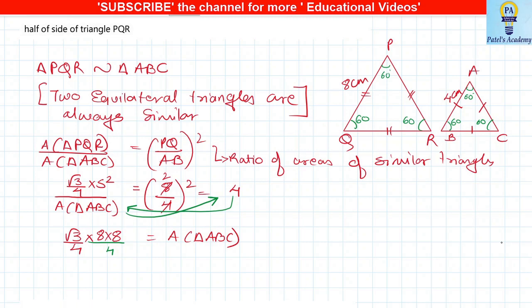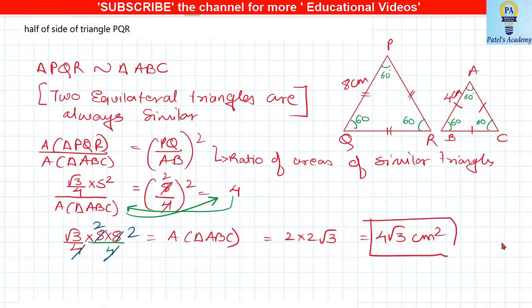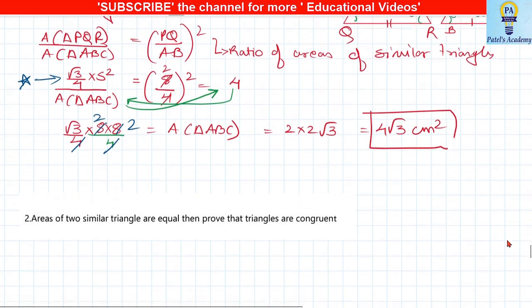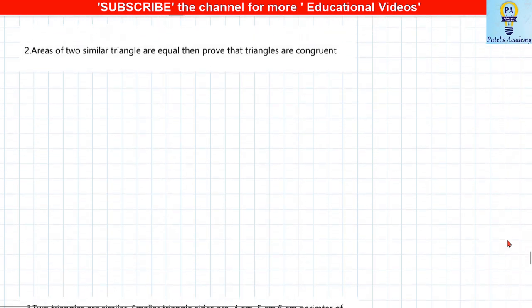Now let us do the calculation part. So 4 ones are 4, twos are... Okay, so after I reduce, what I get is 2 into 2 root 3. Answer is 4 root 3 centimeter square. This is the area of the required triangle. Okay, so make sure that you learn this formula, root 3 upon 4 into side square. That is the formula for area of equilateral triangle. Okay, let's see the next one.